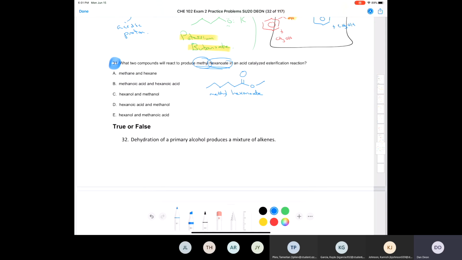hexanoate. And then it says if I do the acid catalyzed hydrolysis, or no, sorry, it's not talking about hydrolysis. It's talking about how would you make this compound? What two compounds? So I would have to take hexanoic acid, 1, 2, 3, 4, 5, 6. I'd need this carboxylic acid and methanol, right? And I would form methyl hexanoate and I would lose water.